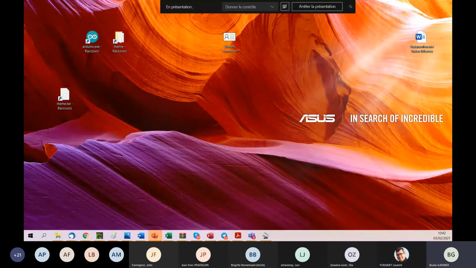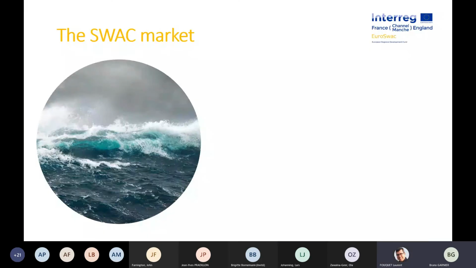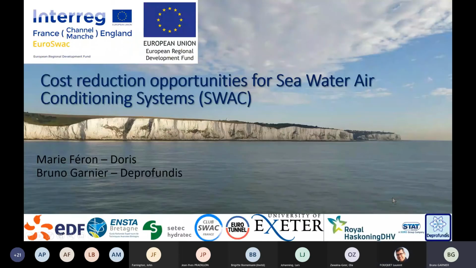Can you see my screen? Yes. Okay, great. So I'm going to tell you about the research and development we are working on in order to make cost reductions for the SWAC.